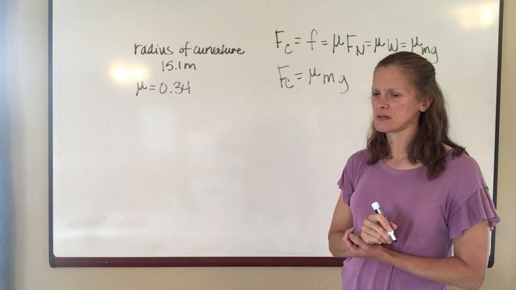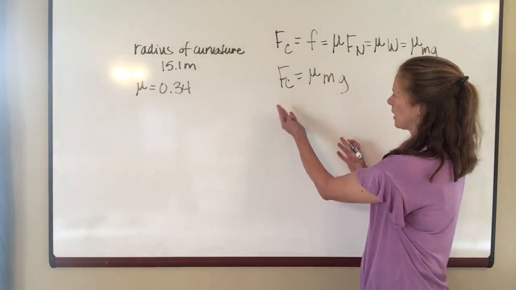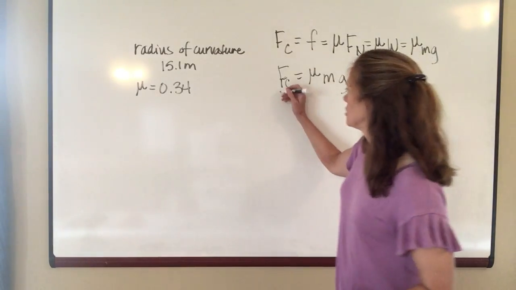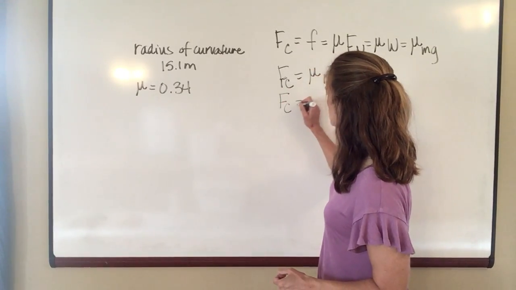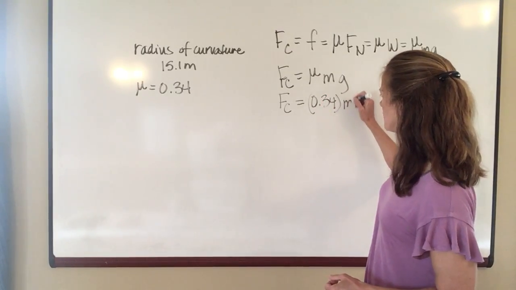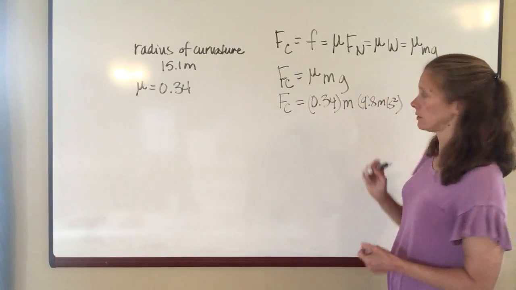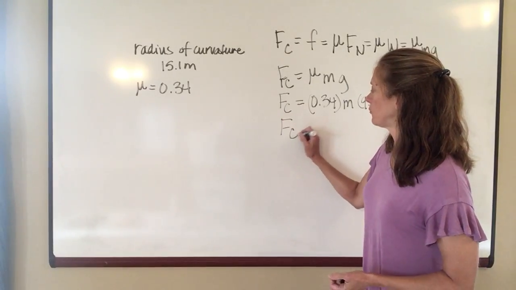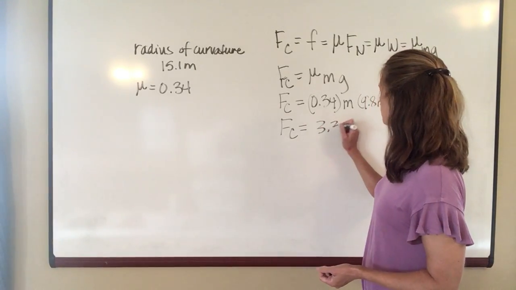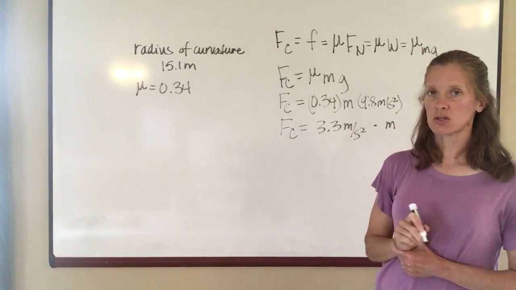Well, I kind of have a problem because I don't know what the mass of the car is. So what I can do is solve this equation in terms of whatever the mass of the car is. The centripetal force is going to be equal to 0.34. I don't know what the mass of the car is, but I know that gravity is 9.8 meters per second squared. Okay? So the centripetal force, when I multiply that out, is going to be 3.3 meters per second squared times the mass of the car.